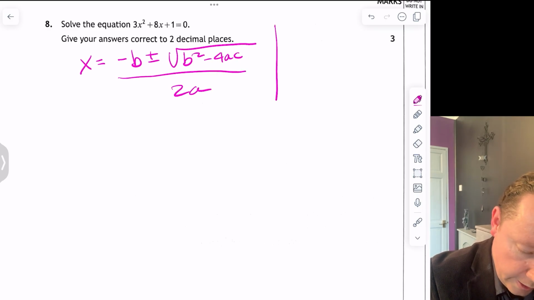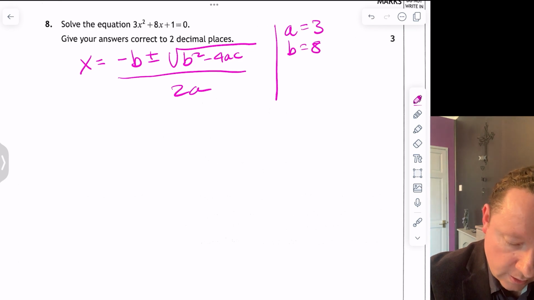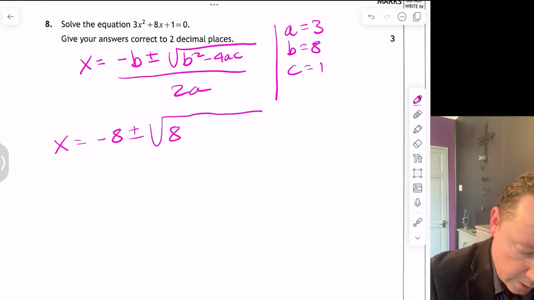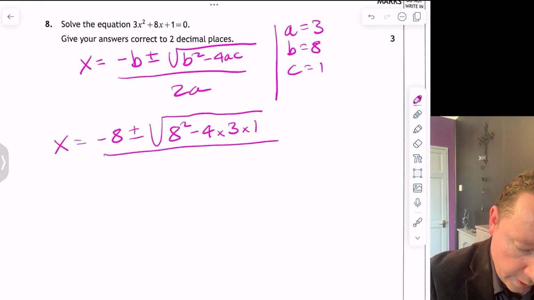So in this case, a is 3 because it's the number in front of x squared, b is 8, it's the number in front of x, and c is 1. So x equals minus 8. Make sure you put this in right. Square root 8 squared minus 4 times 3 times 1 all over 2a, 2 times 3.